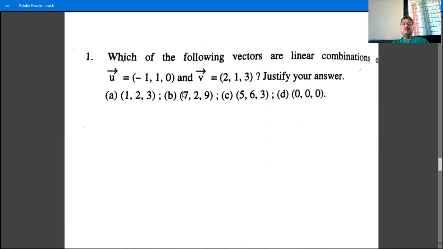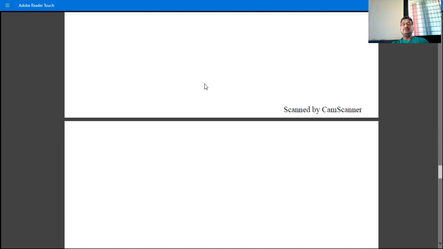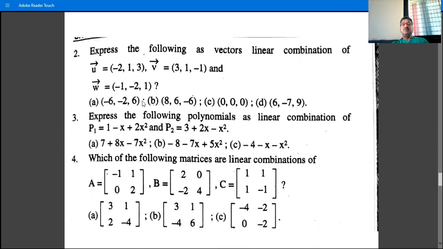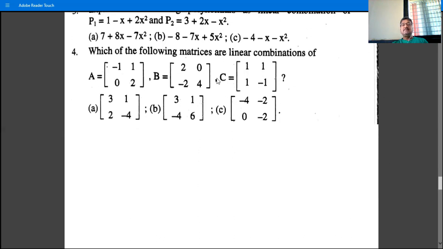So solve all these problems. Which of the following vectors is a linear combination of these two vectors? Justify your answer. Same problems. We have to express these vectors as a linear combination of U, V, W, if they can be expressed as a linear combination. Similarly, P1 and P2 are two polynomials of degree 2, so these are two members of P2, and we have to express these polynomials as a linear combination of these two vectors if possible.